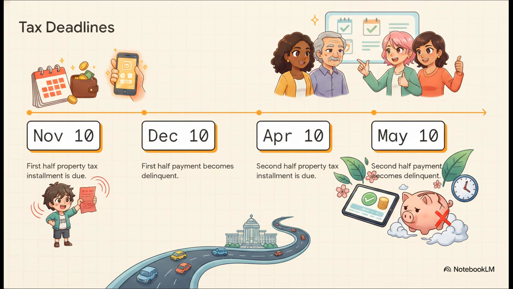Property tax bills in Bernalillo County are split up into 2 equal installments. The first half is due on November 10th. Now, you do get a 30-day grace period, which means it becomes officially delinquent after December 10th. The second half, that's due April 10th, and it goes delinquent after May 10th.